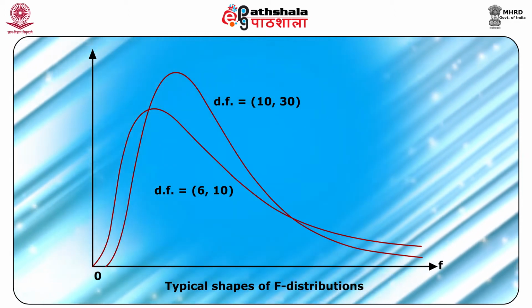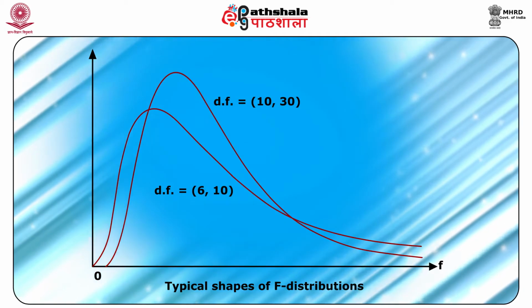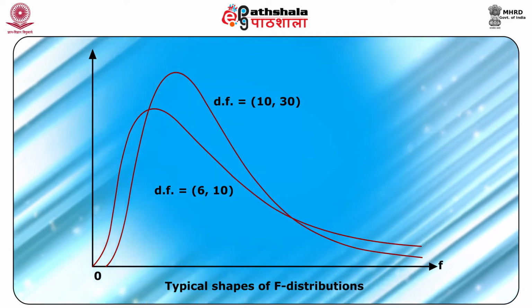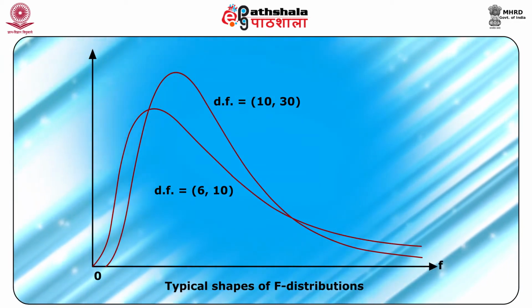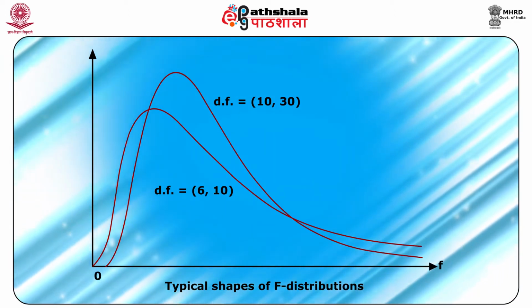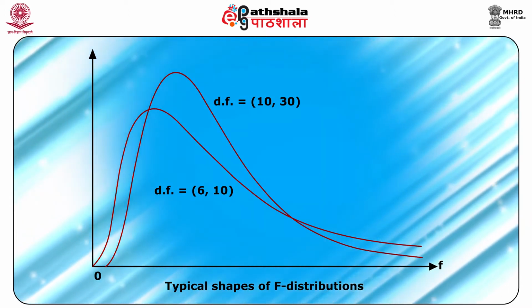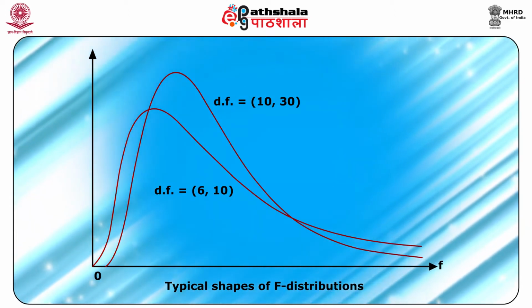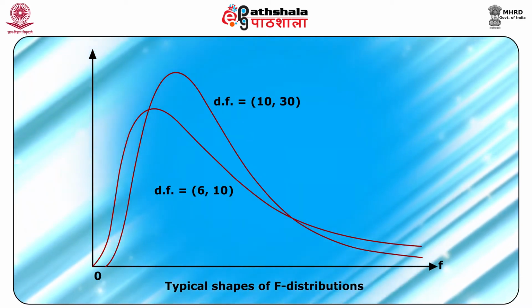So you can see this is a family of, or in this case two, F distributions for different degrees of freedom. We have one for 6 and 10 and the second for 10 and 30. And we have f on the x-axis and density function on the y-axis. So these are the typical shapes of the F distributions.